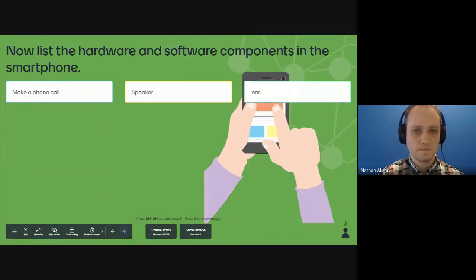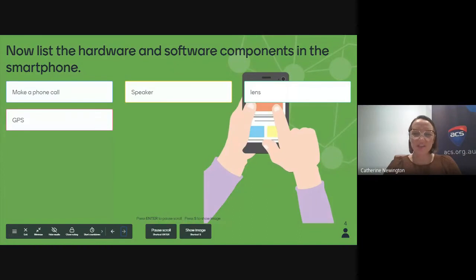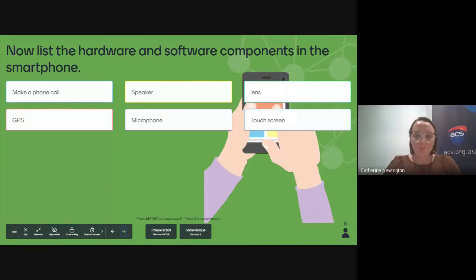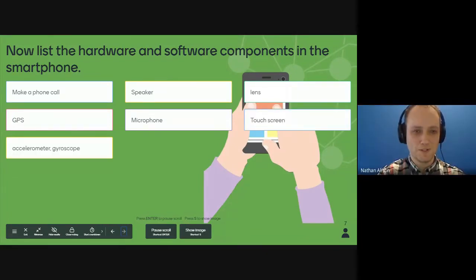Speaker, yeah. Lens, yep. I was thinking of lens, GPS, yep. Microphone. Yep. Touch screen, that's one of the big ones, isn't it?